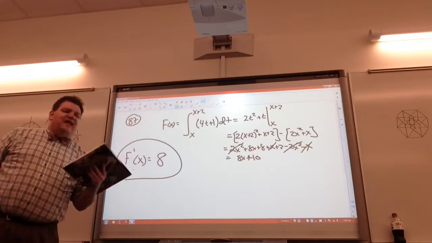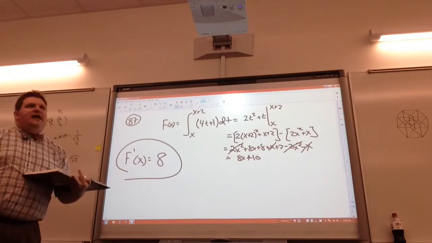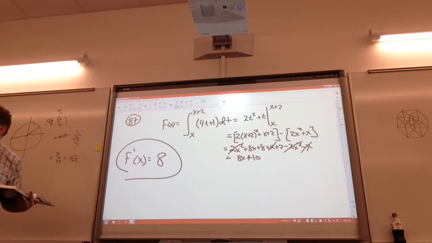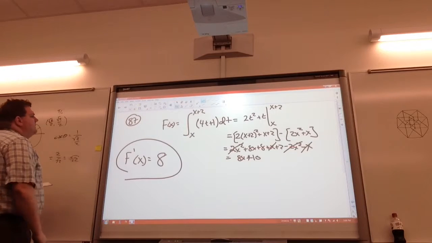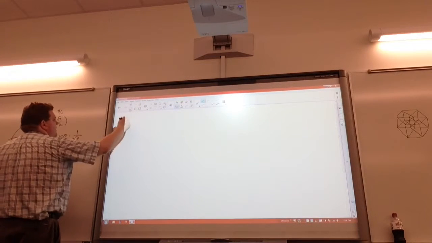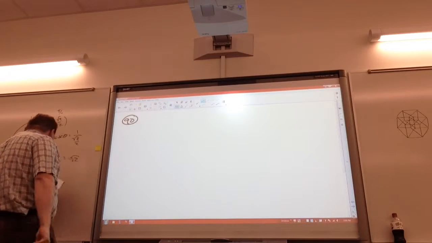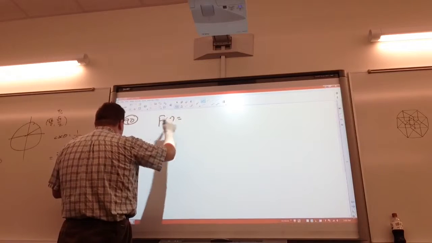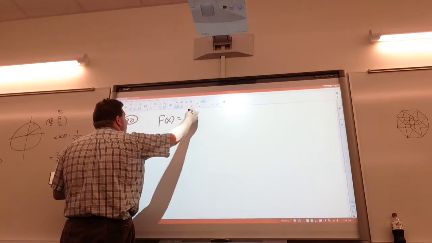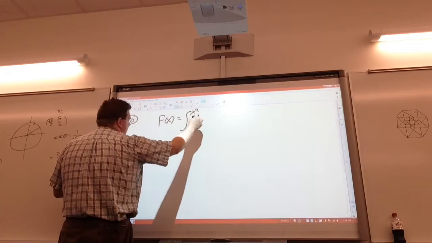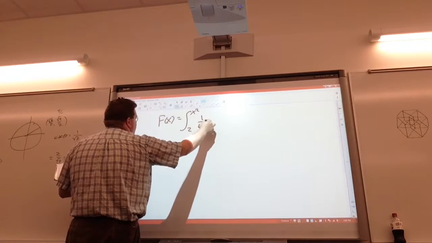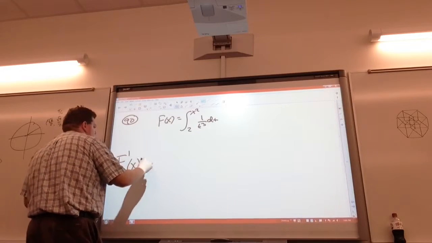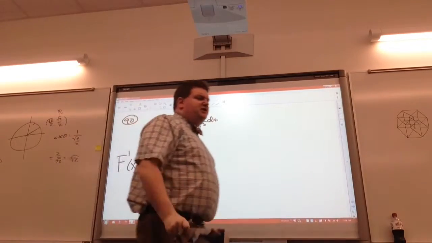Let's look at 90, because 90 is the first one where we get something weird going on. We're going to use the theorem, but things get a little bit stranger. So with 90, we've got big F of x is equal to the integral from 2 to x squared of 1 over t cubed dt. And we want f prime of x. Now, here's why things are stranger here.